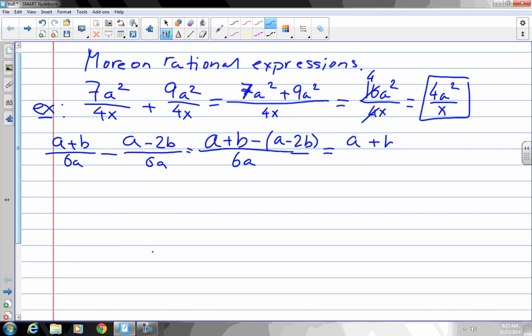So distribute: negative a plus b minus a plus 2b over 6a. Is that okay? So now we just combine like terms in that numerator. So what's going to happen in that numerator? Yeah, a is canceled, and b plus 2b is 3b.